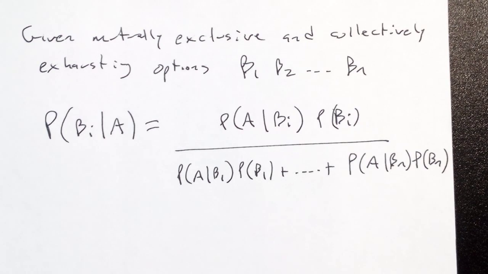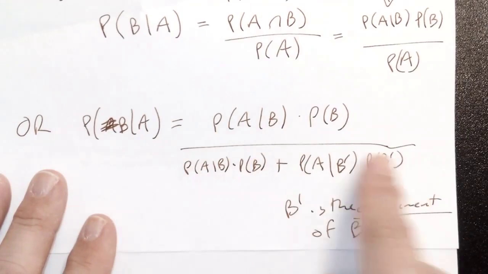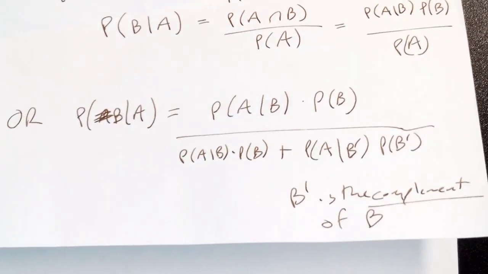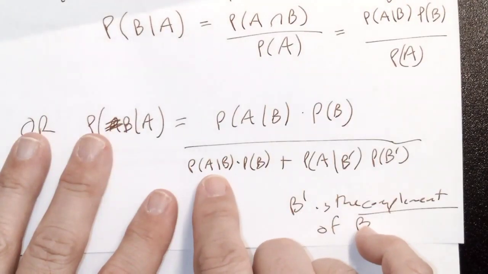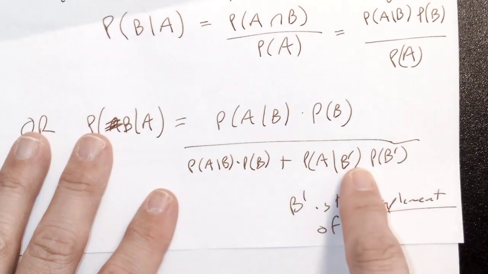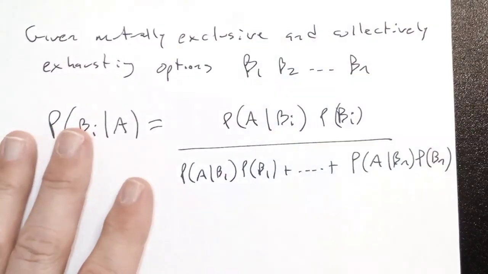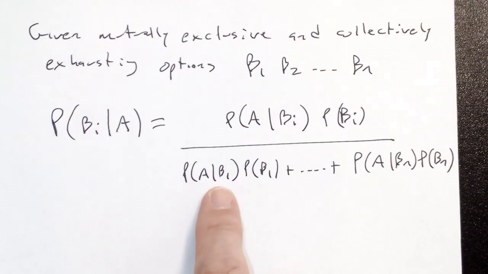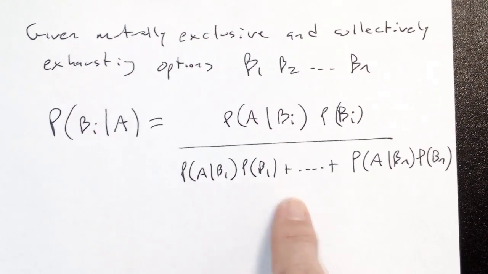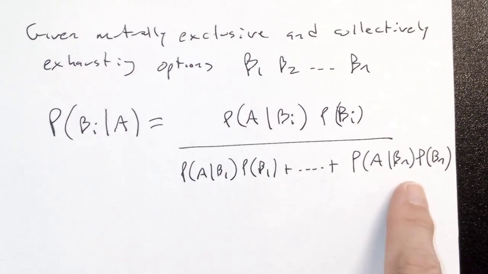Our version of Bayes' theorem that we were looking at before only had two options on the bottom. It either happened, A given B or A given not B. But now I have more options. So it's A given the first option, A given the second option, A given the third option, all the way up to A given the last option.